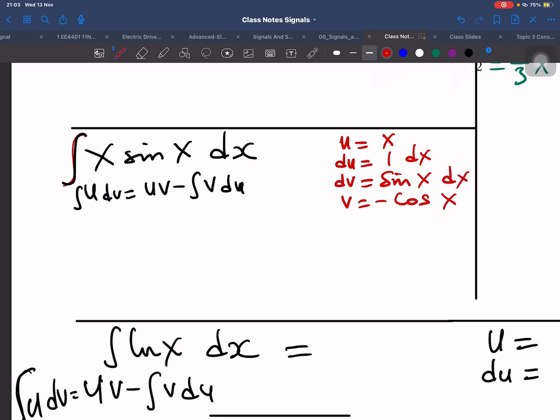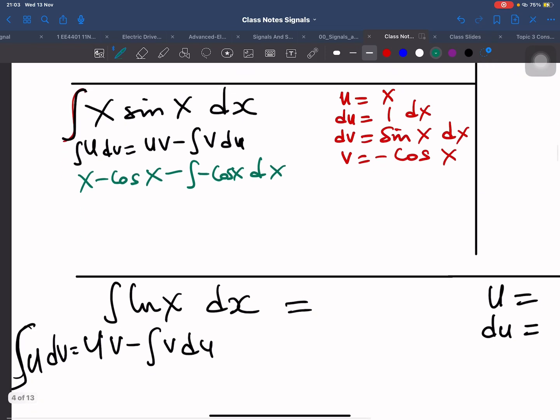uv means x times minus cos x, minus the integration of minus cos x dx. What we have now is we have to rearrange the answer.